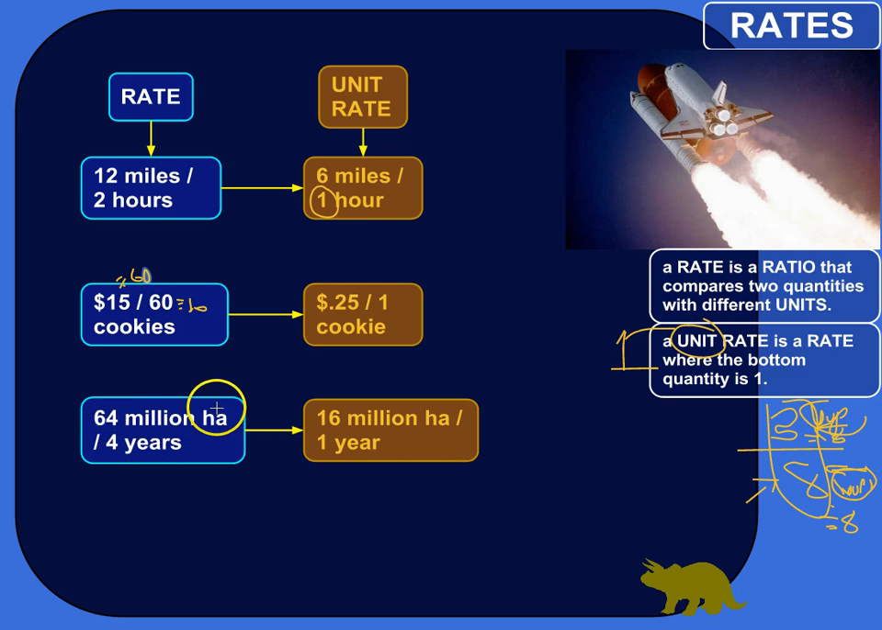Here we've got a rate. We've got 64 million hectares. That's what HA means. We've got 4 years, so these are two different units. I'm going to make the bottom into 1 year. So to convert that, I divide by 4. So I divide the top by 4 also. So the unit rate for that would be 16 million hectares per year. So those are unit rates. Unit means 1.